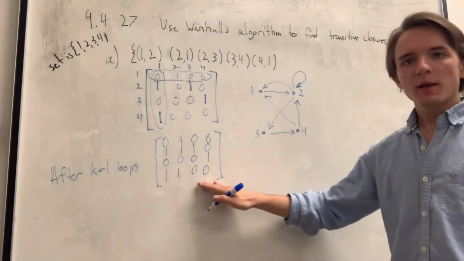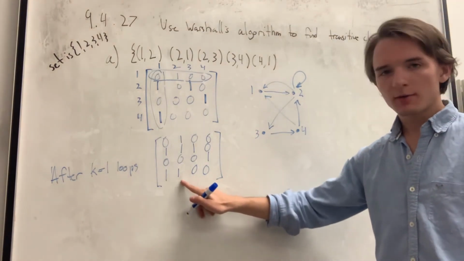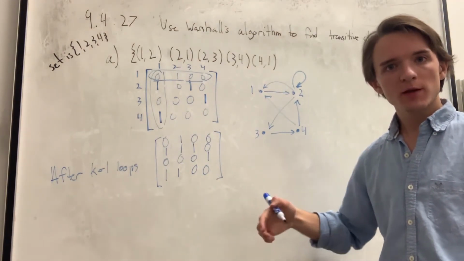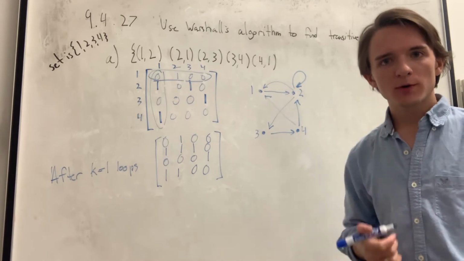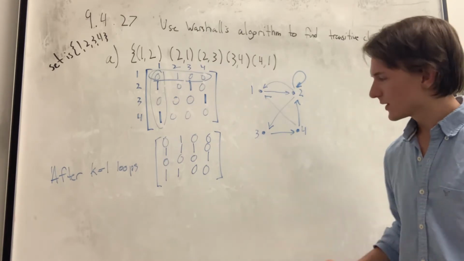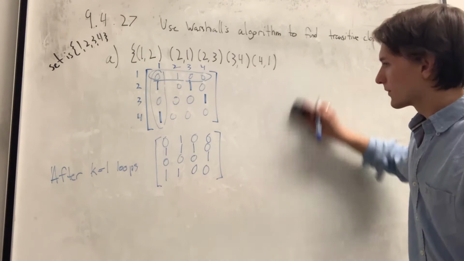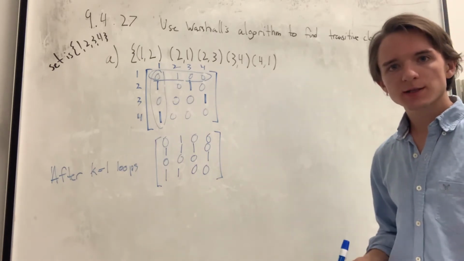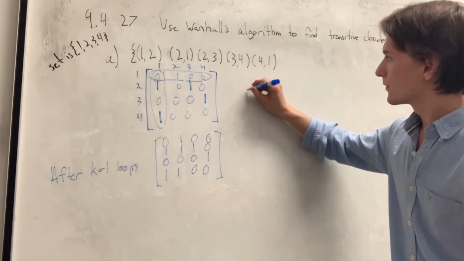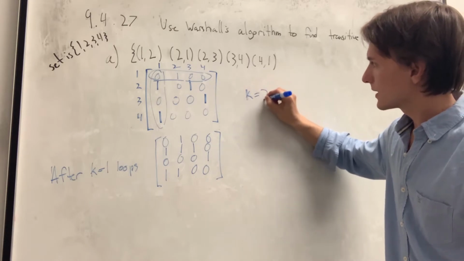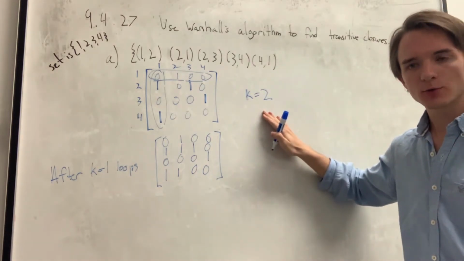So we've updated our matrix, and we're going to use the new pairings to see if those new pairings lead to even newer transitive relations. All right, so we go on to the next loop. Let's say that this is after k equal to 2 loops.